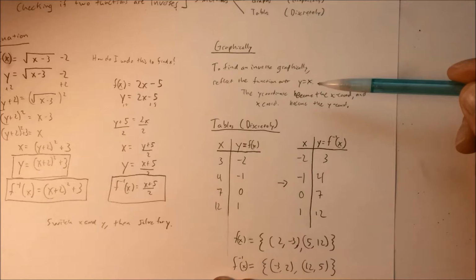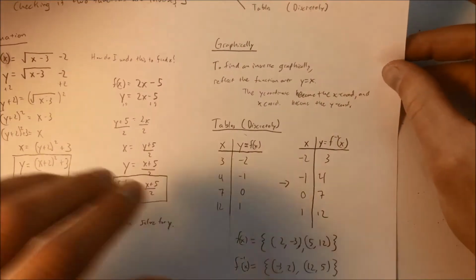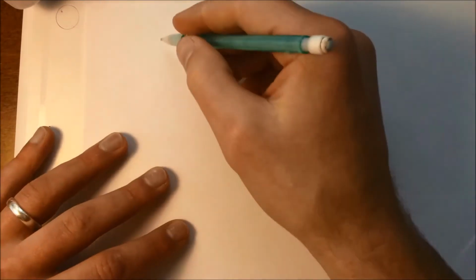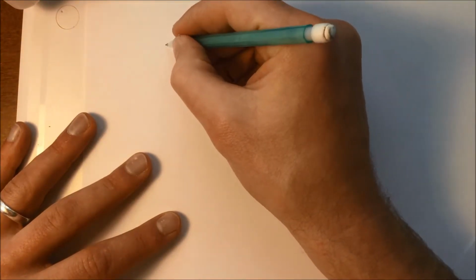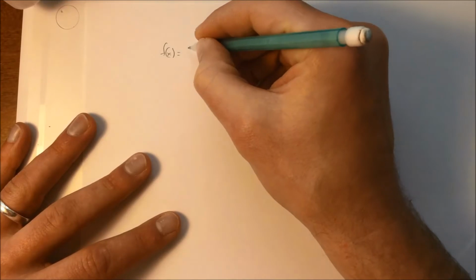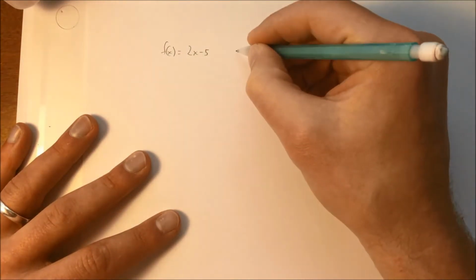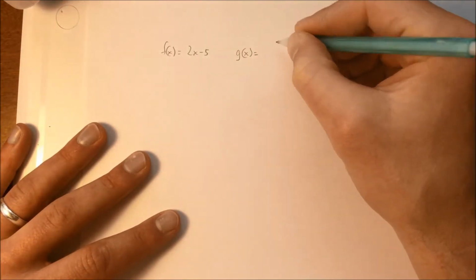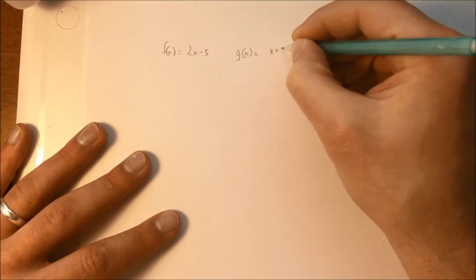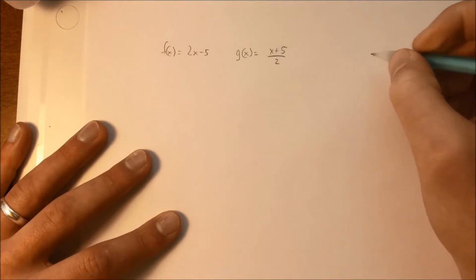To find an inverse using equations, though, we're actually going to have to plug some things in. So here's what we end up with. So I'm going to start with the equation, the one we used earlier here. F of x is equal to 2x minus 5. And what if I were told g of x is equal to x plus 5 all over 2? And I have to check to see if these are inverses.